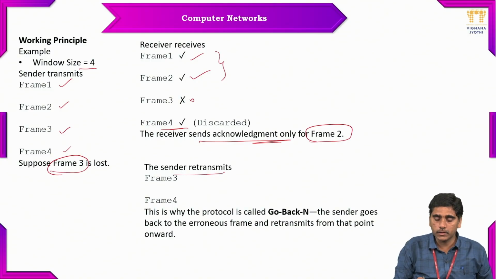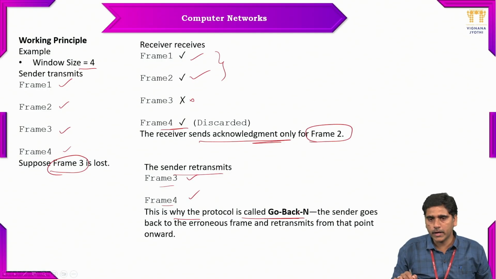So the sender retransmits frame 3 and frame 4 because frame 3 is lost. It asks the sender to retransmit frame 3 and frame 4 again, and the sender retransmits them. This is why the protocol is called Go-Back-N. The sender goes back to the erroneous frame and retransmits from that point onwards.